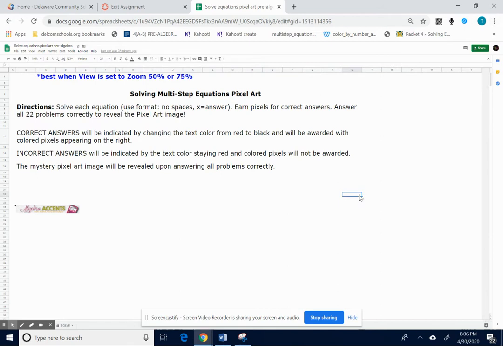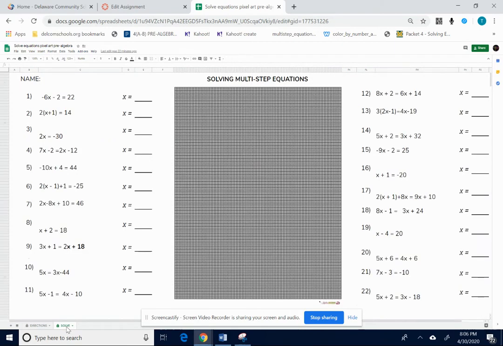Okay, and what you see here is just the directions. It's just telling you don't use spaces, type the answer in the box, and then if you get the correct answer, the red type will change to black type, and you will get part of your picture. And if you don't get the right answer, it will remain red. Okay, if you go down to the bottom left part of your document, there's a second page that says solve. Okay, you want to click that, and here's your problems.